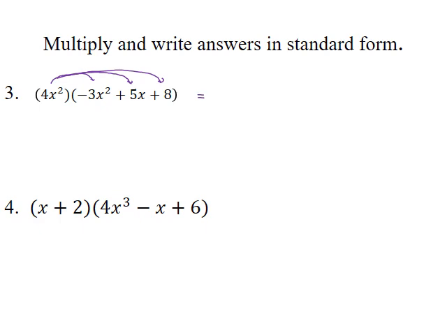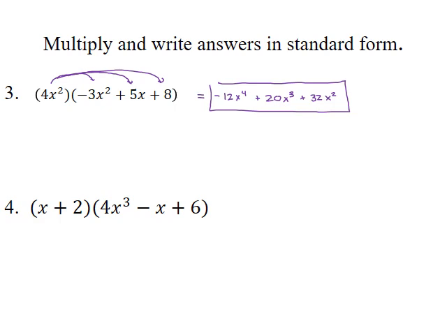When I do that, 4 times negative 3 is negative 12. X squared times x squared is x to the 4th. 4 times 5 is 20. X squared times x is x cubed. And then 4 times 8 is 32, and you have the lonely x squared to go along with it. And that's it. You just distribute your term through to all the other terms in the other polynomial.